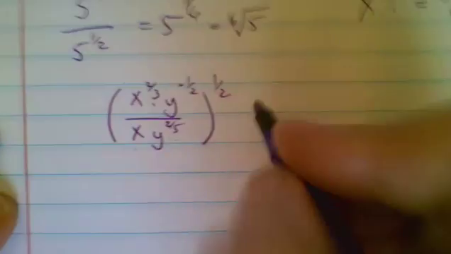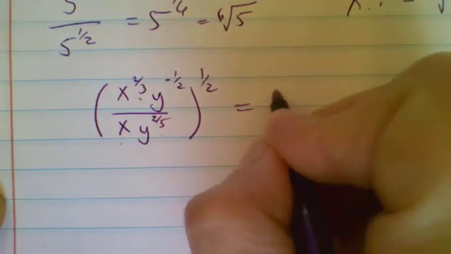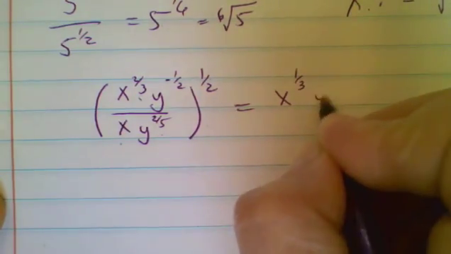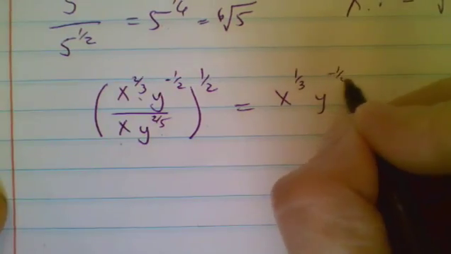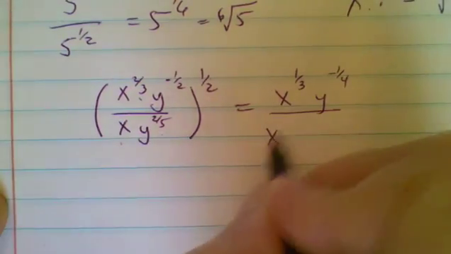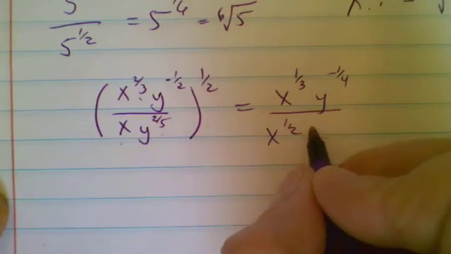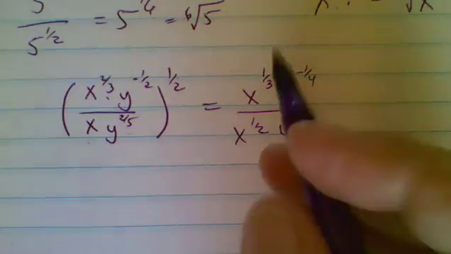It really doesn't matter. Let me just raise each one to the 1/2 power. So if I take 2/3 times 1/2, I'm going to get 2/6, which reduces to 1/3. Y to the 1/2 times that, I'm multiplying the exponents, I get -1/4. Down here I get x to the 1/2. And here when I multiply, I get 2/10, which would be y to the 1/5. So you simplify that first, and now you subtract.